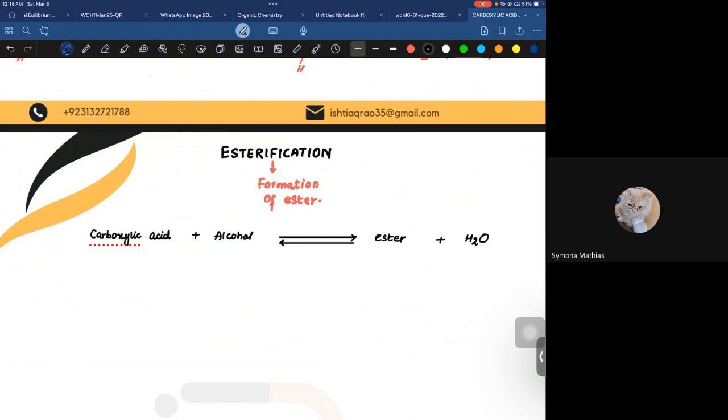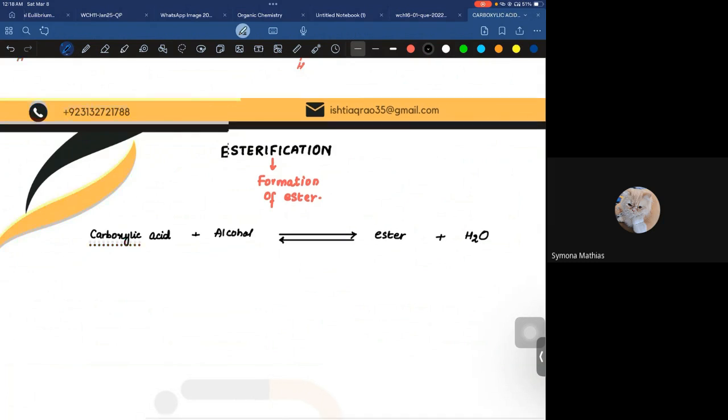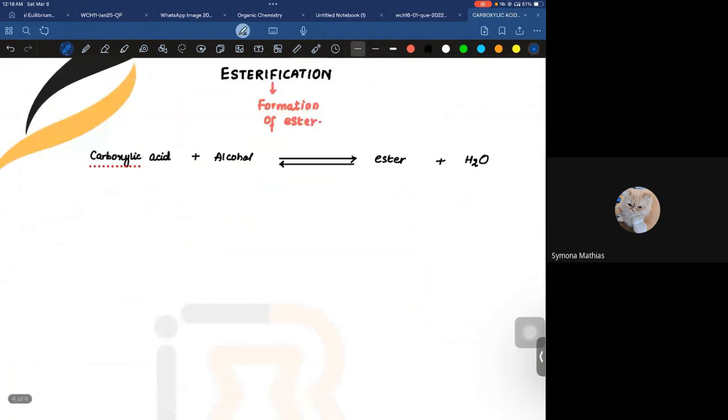To make an ester, we need a catalyst, that is concentrated sulfuric acid. And then we are supposed to provide some sort of heat. Then we will see that we got an ester. So I'm taking the simple carboxylic acid, which is ethanoic acid, and this is ethanol.